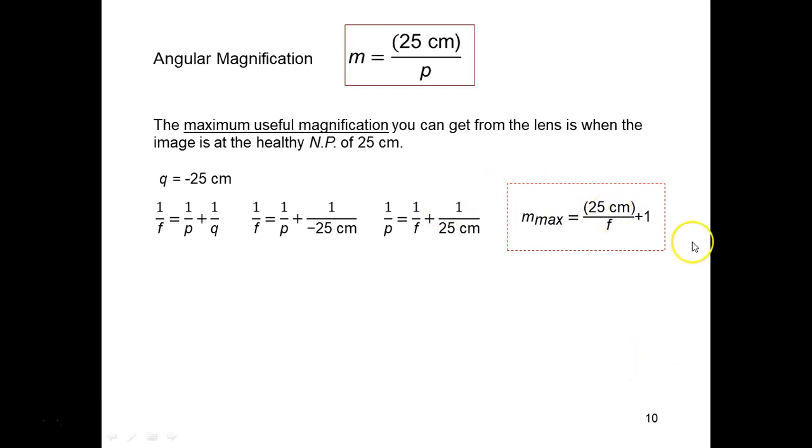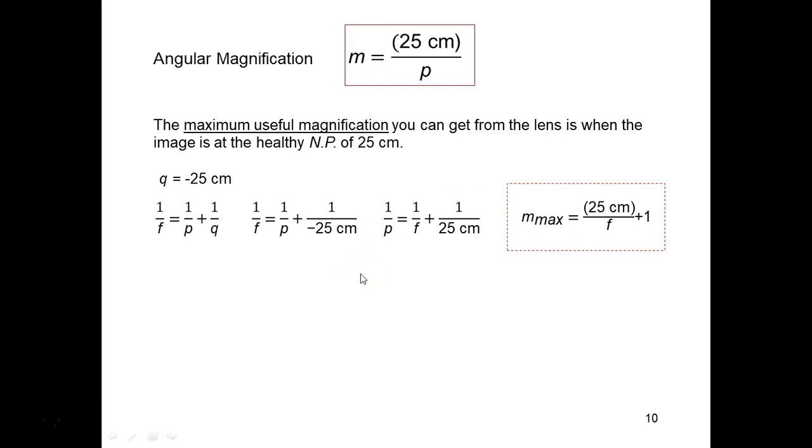You don't have to memorize the formula, of course, but it's a useful one. And notice that it has the focal length explicitly in it. So you can see that the shorter the focal length of the lens, the larger useful magnification you can get from that lens used as a magnifying glass. So more curved, shorter focal length lenses are going to be better magnifiers.